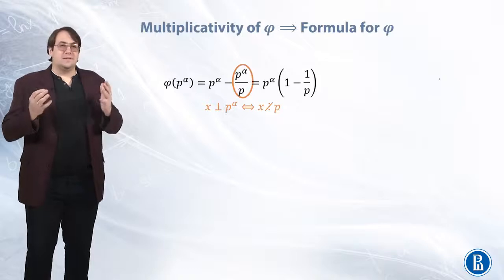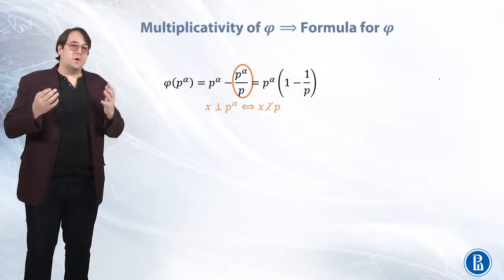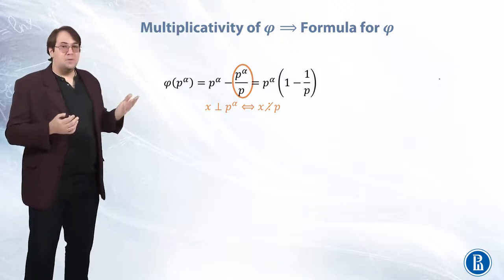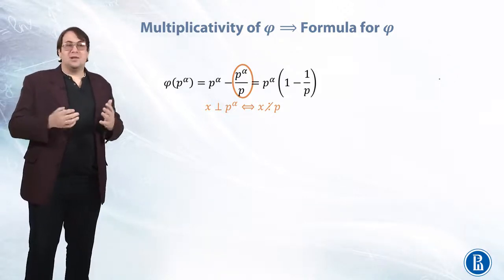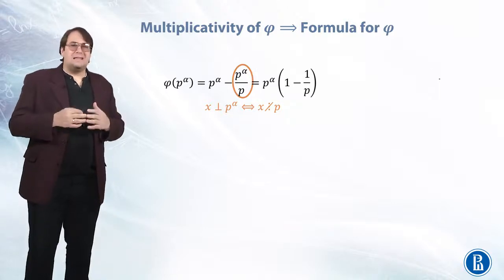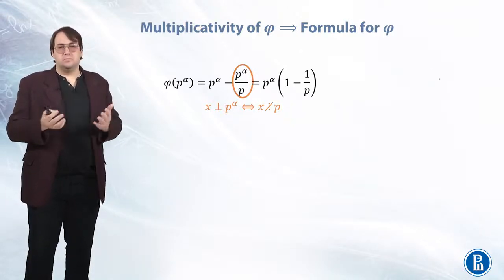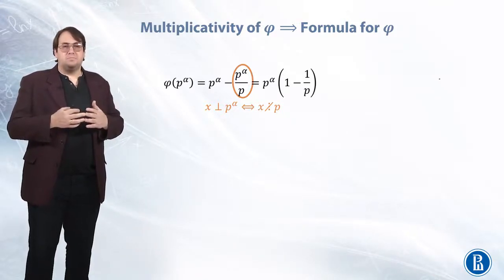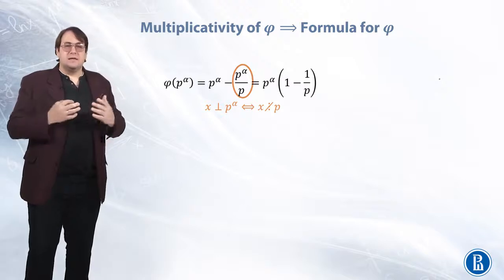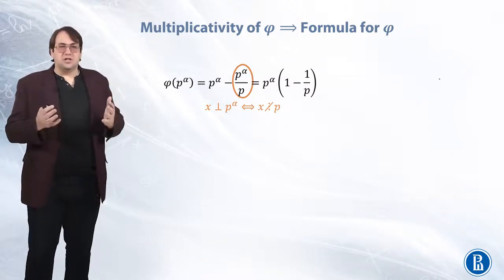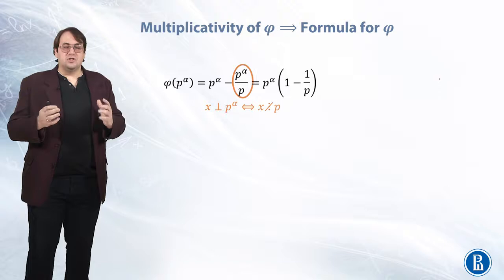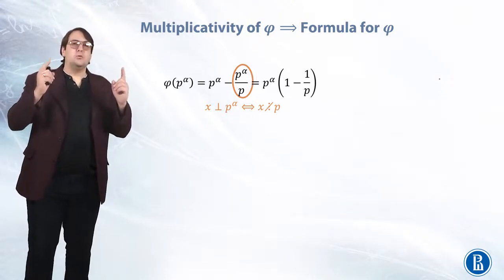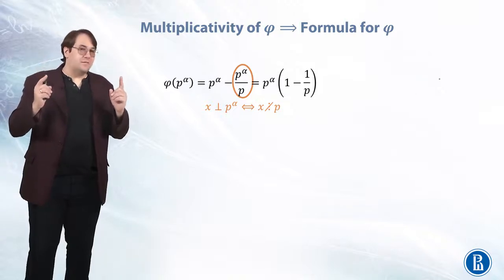Well, first, let's calculate the value of Euler's function for a power of a prime number. Well, p is a prime number and alpha is some non-negative power. We can consider it positive, but it should also work for alpha equal to 0. But let's consider alpha to be positive. So what is Euler's function? It is the number of positive integers from 1 to p to the power of alpha, which are co-prime with p to the power of alpha.